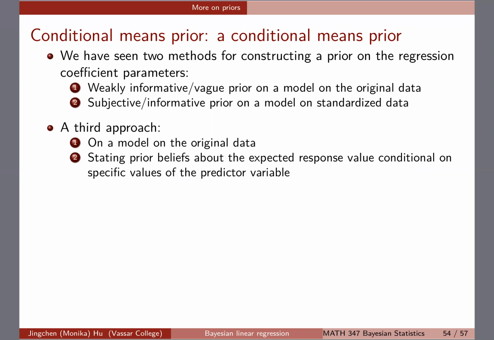So the third approach, the conditional means prior, we're still working on the original data, meaning the original scale. What we're trying to do is give prior beliefs about the expected response value conditional on specific values of the predictor value. I'll pause here a little bit. What do you think this is saying, if I'm looking at my xi?